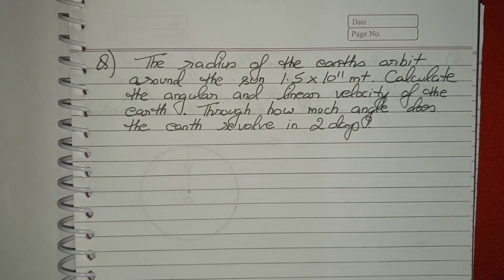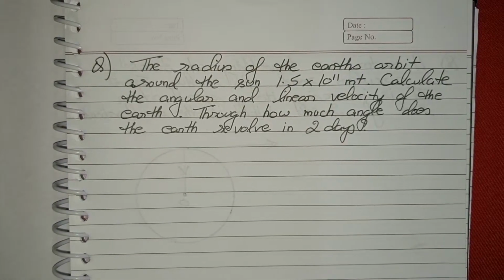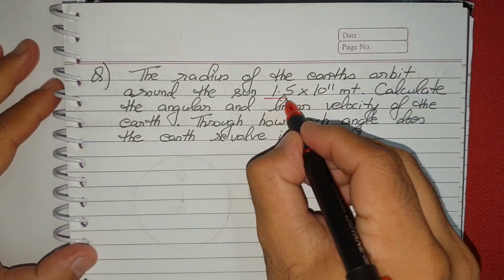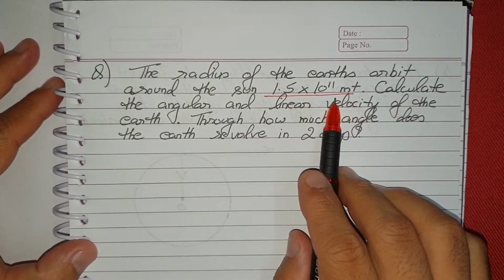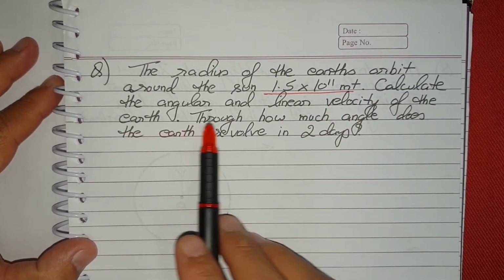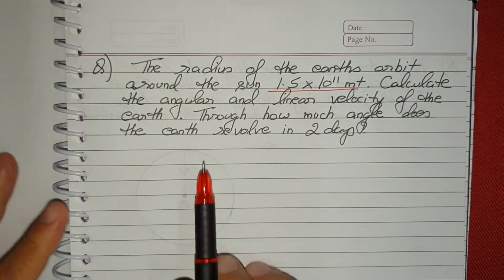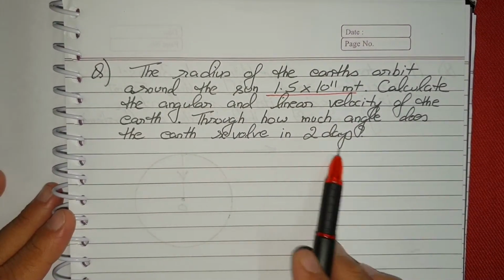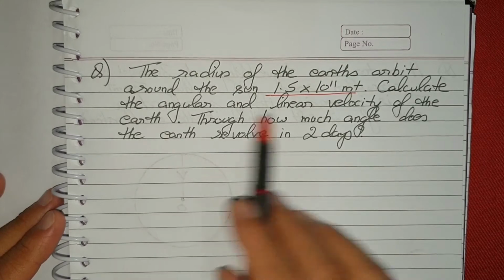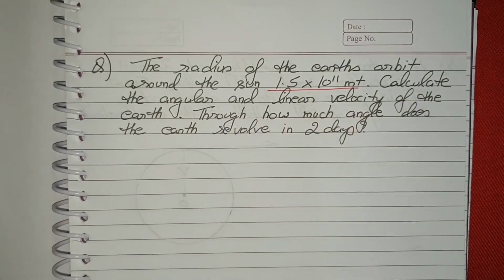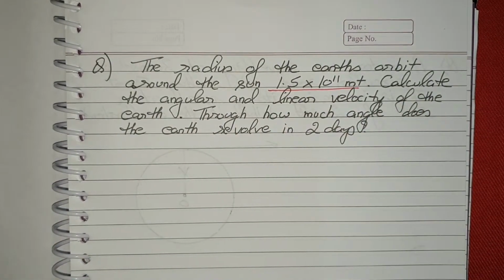Our next illustration. The radius of Earth's orbit around the Sun is 1.5 × 10^11 meter. Now calculate the angular velocity and the linear velocity of the Earth. Through how much angle does the Earth revolve in 2 days? So the first part is we have to calculate the angular velocity and the linear velocity of the Earth.